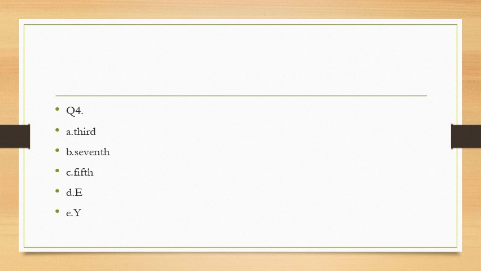Now children, next question, question number 4, fill in. Look at the first part children. In a week, Tuesday is the dash day. So children, here you have to fill ordinal numbers. So in a week, Tuesday is the third day. The answer is third.